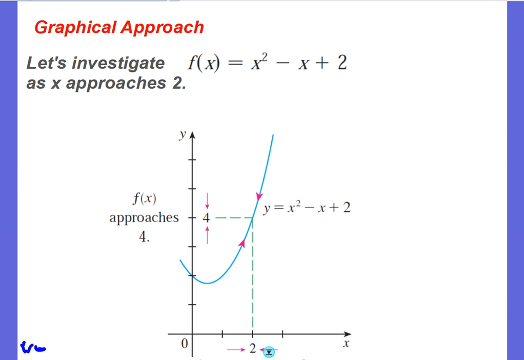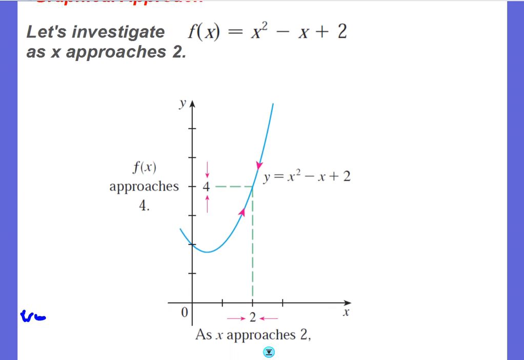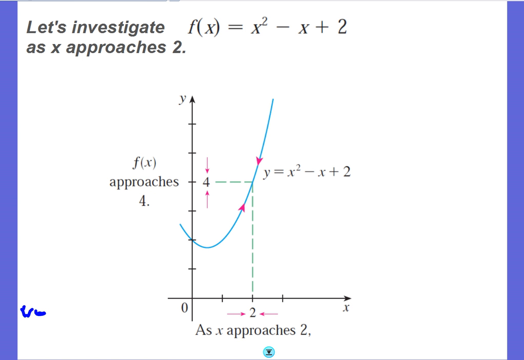Okay, how can we find limits using the graphical approach? In the previous lesson we saw that if you use the numerical approach to find the limit as x approaches 2 of f of x, x squared minus x plus 2, we saw that it was 4. What does that mean graphically?